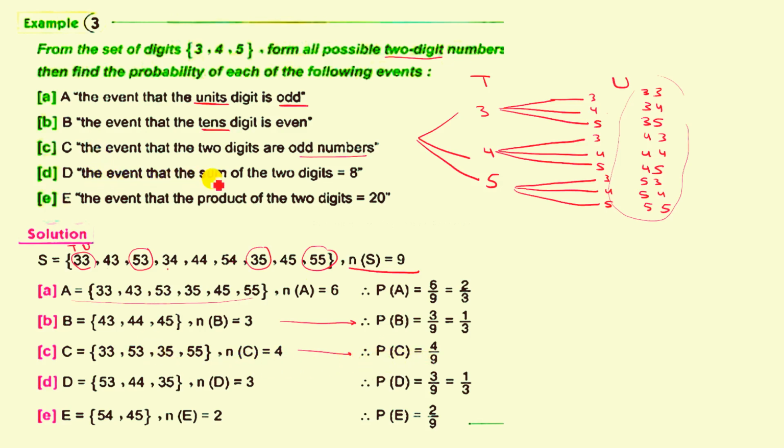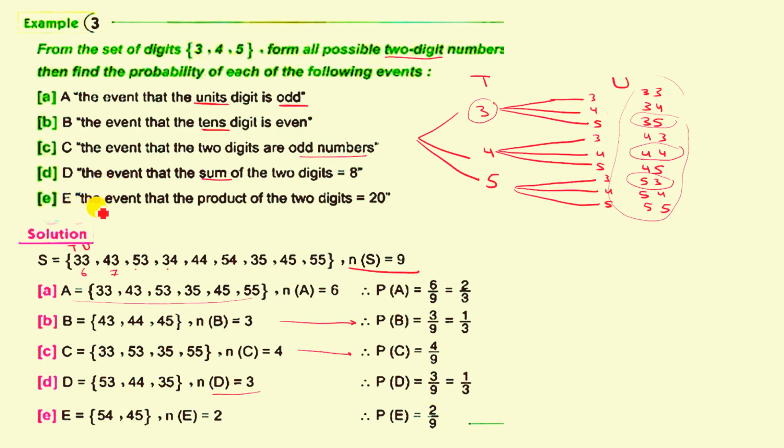Letter D: the event that the sum of the two digits is 8. We look at which of these have a sum of 8. 33 has a sum of 6, this has a sum of 7. We comment right away on which has a sum of 8. 3 with what gives us 8? 3 with 5, so 35. Okay, 4 with what gives us 8? 4 with 4. Okay, 5 plus what gives us 8? 5 plus 3. So these are the numbers where the sum of the two digits is 8: 35, 44, 53. Here the sum is 8: 53, 44, 35. We have 3 elements. So the probability is 3 over 9, which is equal to 1 over 3.